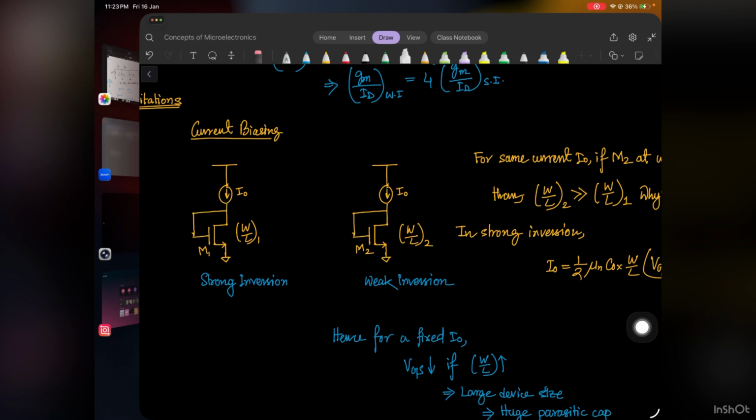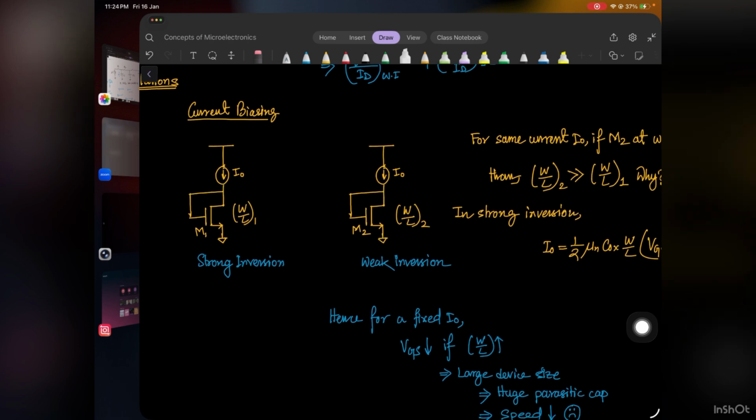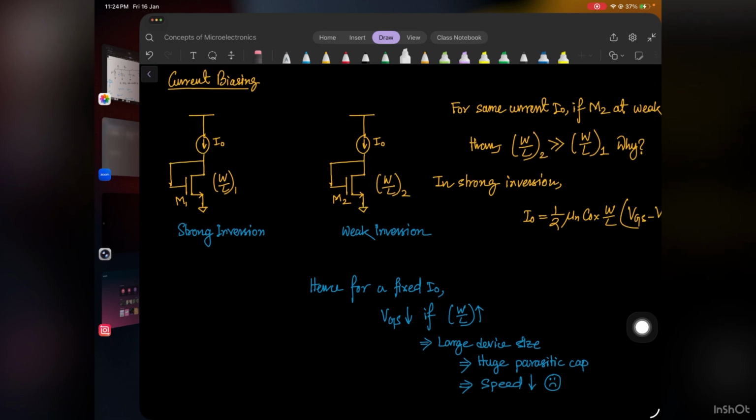It means it will drastically increase the gate capacitance, the drain capacitance, or any node capacitance wherever we have these transistors. So it will actually slow down the circuit. The speed will go for a toss.